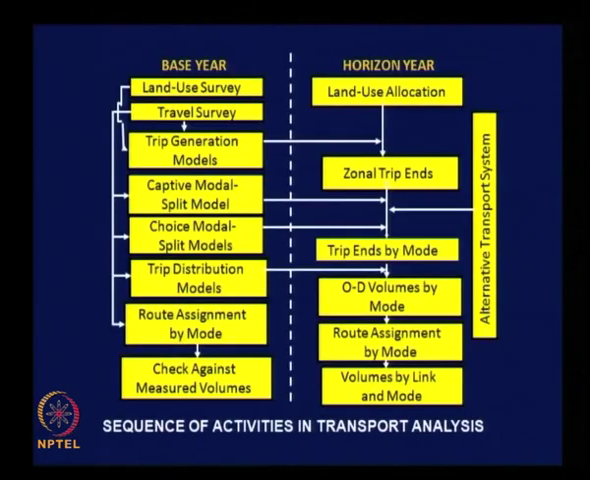With this background, let us proceed with the next step, and let us also identify in the master flow chart where exactly we are now when we start our third step of the analysis. We have completed, as you can recall, trip generation models, captive modal split model, choice model split models. These 3 boxes are completed now. We are into the 4th box, namely trip distribution modeling exercise.